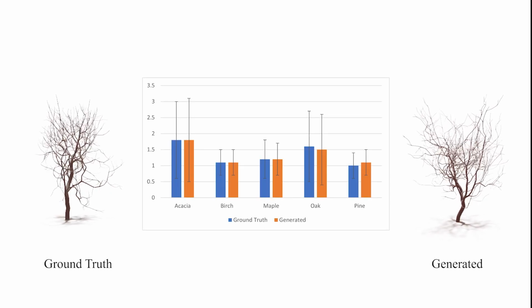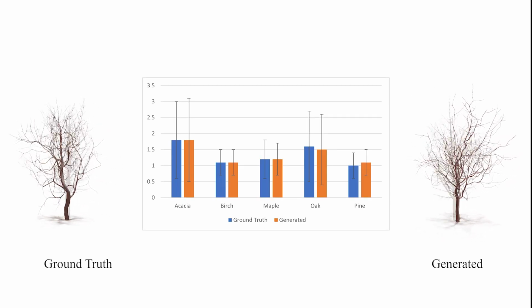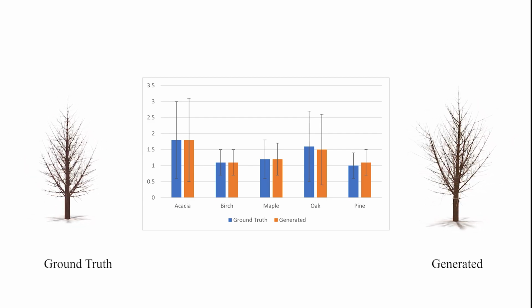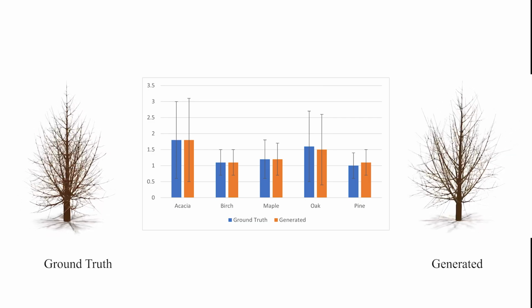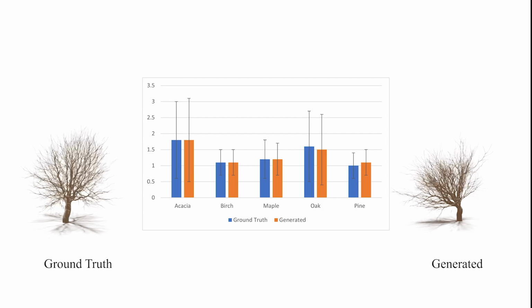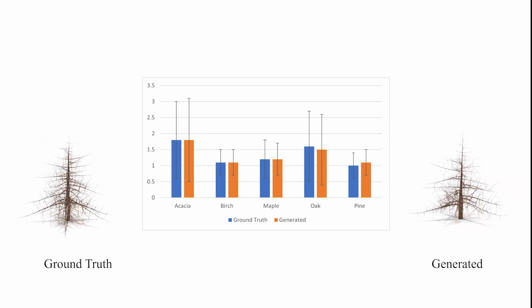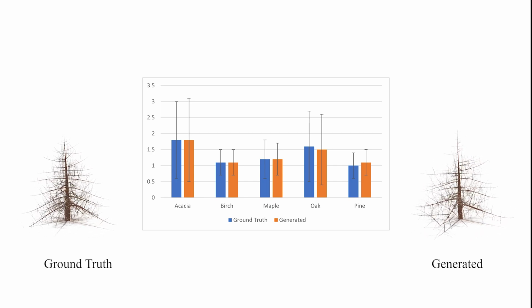Tree geometry, we validated using tree topology, especially branching distance. We measure the distance by traversing the trees from the root and calculating the geodesic distance of the next branch. Generated acacia, birch and maple trees show the same average distance as the ground truth data, but generated oak and pine trees show 6% and 10% different distances, respectively.